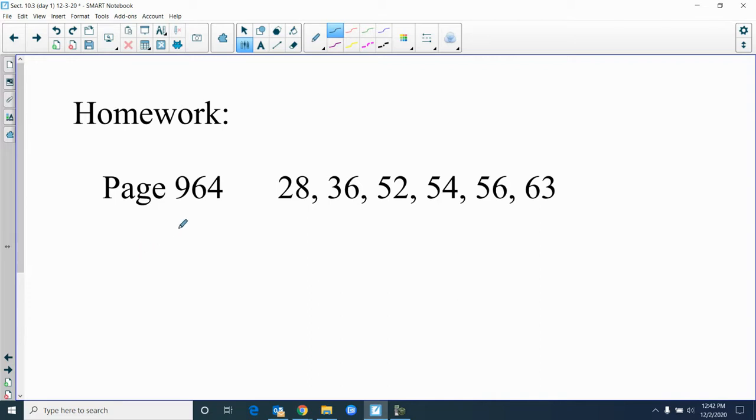Here is your homework. Make sure you graph these, okay? I think the first 5. The last one is not a graph. And then write the equation as well. It does not specifically ask for that, but you need to write the equation down.